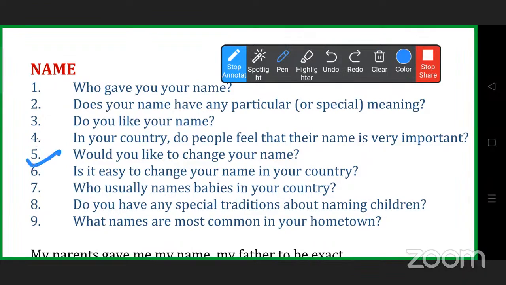So, would you like to change your name? Obviously, if you dislike your name, then you would be thinking of changing it. And never try to find some kind of out-of-the-box word. Because if you are restricting yourself to a certain horizon where you have to choose some word from a particular corner, then you won't be able to speak naturally.